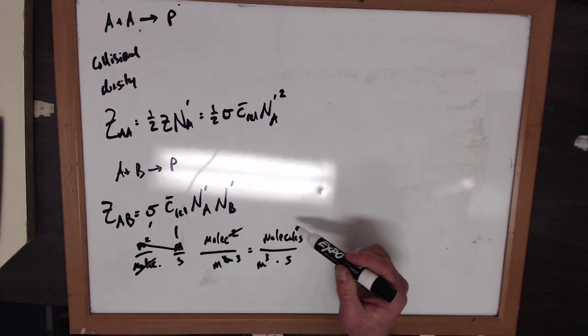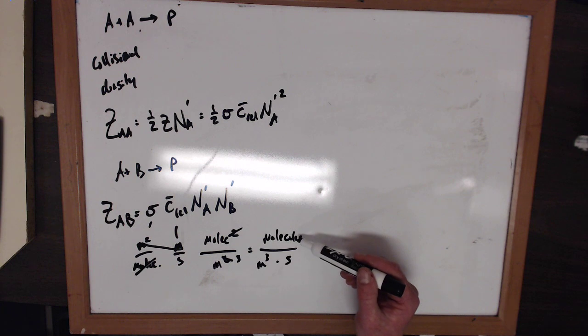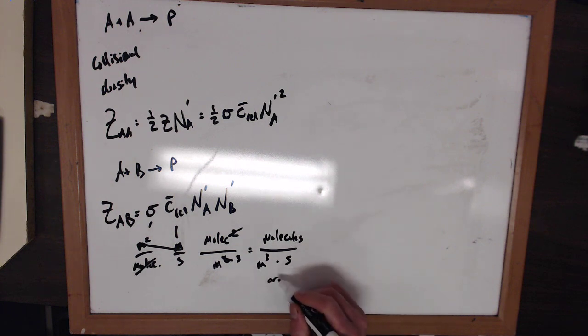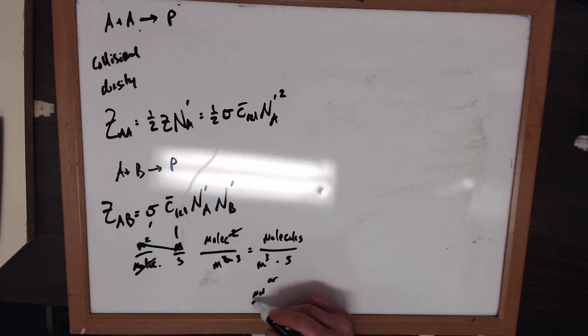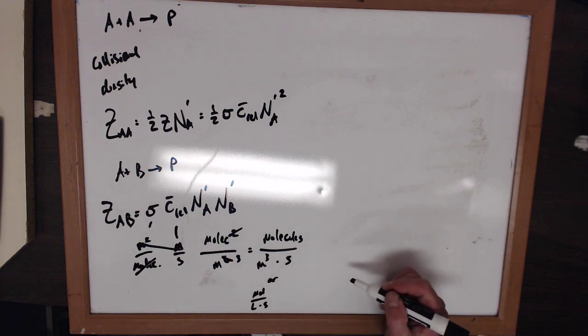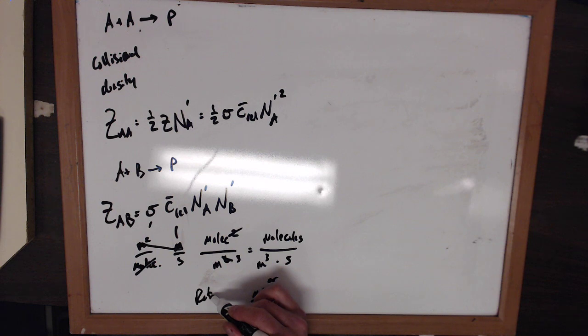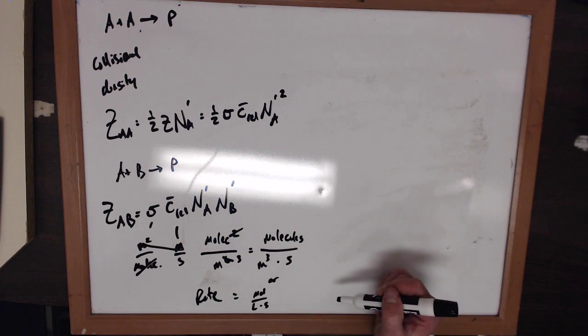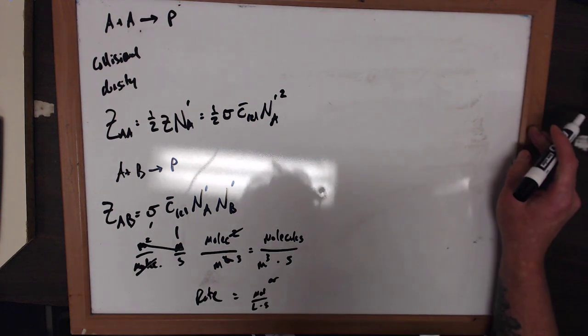And so then if you think about this, our collisional density has the same units as reaction rate. So for example, we could have written that as mole per liter per second. So that's the same as our rate. Okay, so that's nice that that works out.